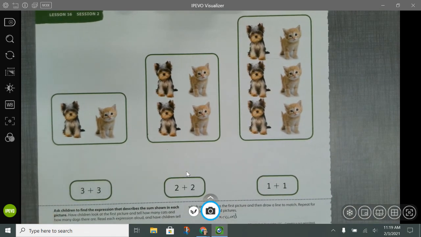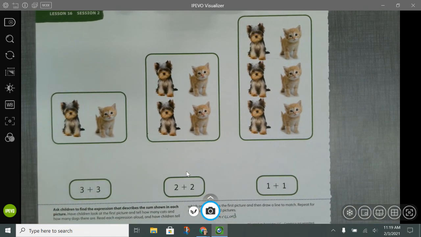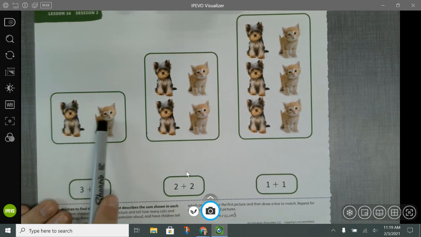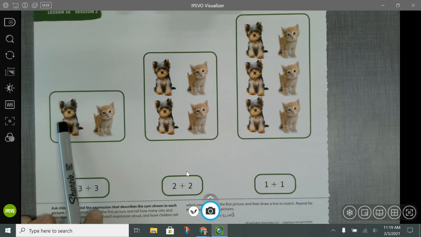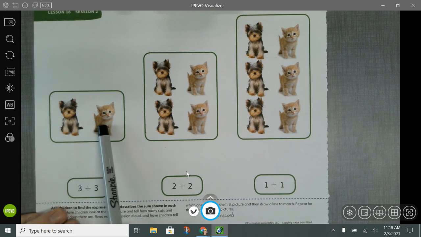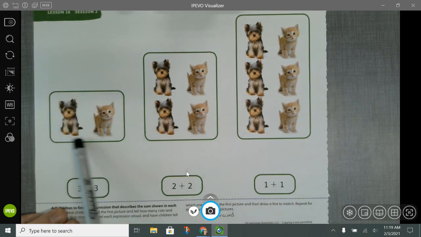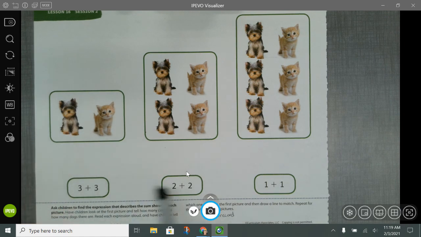Last one. Same thing as we did before. There's some cute little kitties and puppies. Okay, so look at the first one. How many dogs? How many cats? So you're adding to see how many altogether. So look at your equations down here and match them up. Okay, so you have 3 sets up there and 3 equations to match. So you're going to draw your lines.